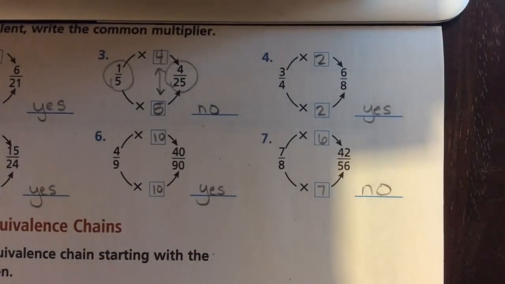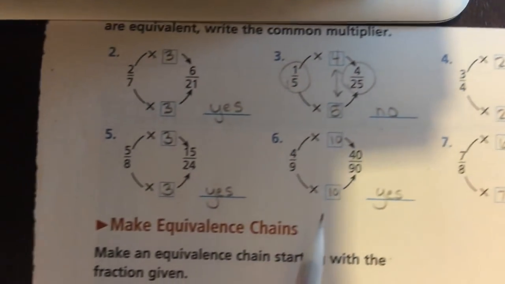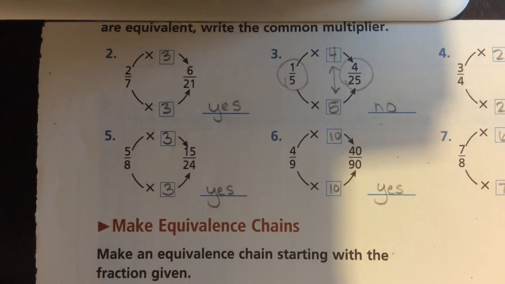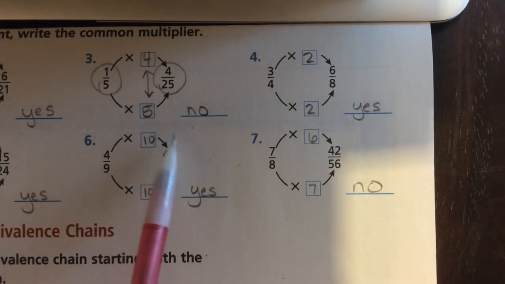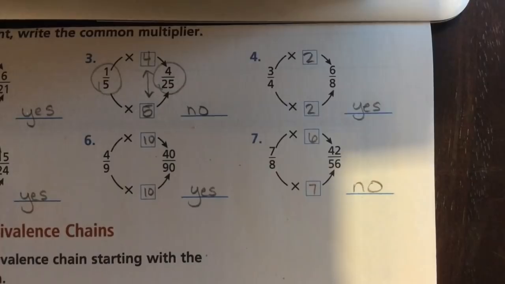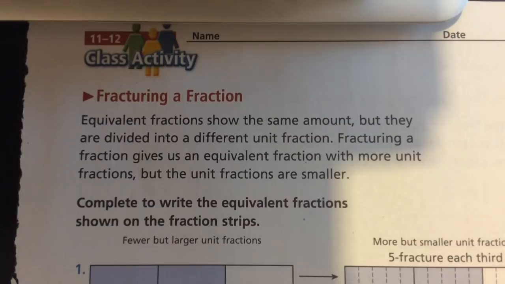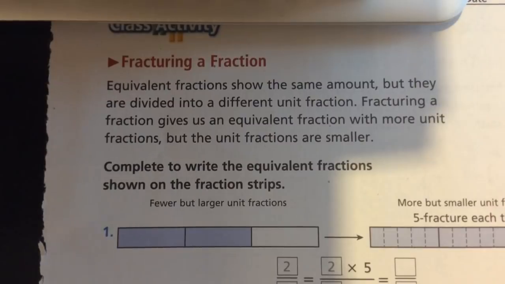Here are my answers. Number 4, they're multiplied by the exact same number, 2, so I have yes. Number 5, multiplied by 3, both of them, so I get yes. They are equivalent. And then 6, 4 times 10 is 40, 9 times 10 is 90, so yes, they're equivalent, because it's 10 and 10, but number 7 is a no. Okay, so I skipped the bottom of that page, numbers 8, 9, and 10. I'm not going to worry about them because I'm going to still focus on factoring a fraction.